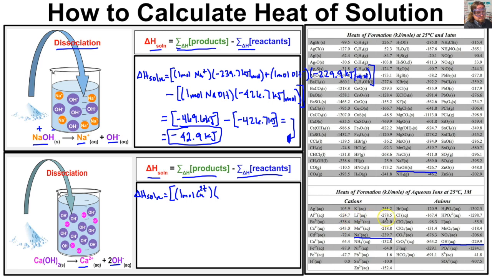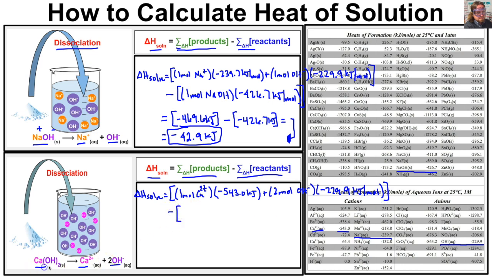We're now going to multiply this by the heat of formation of our calcium ions, which it tells us right here is negative 543.0 kilojoules. We're going to add this to, if we take a look, we have 2 moles of hydroxide ions that are being produced, so 2 moles of OH minus. And if we take a look over here, OH minus is negative 229.9. So we'll do our other bracket down here.